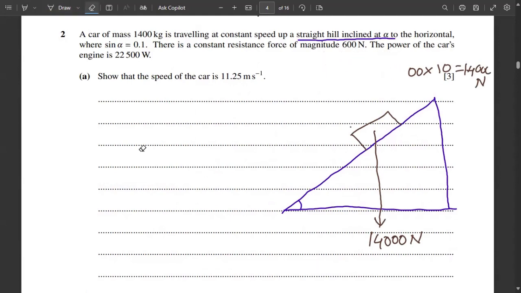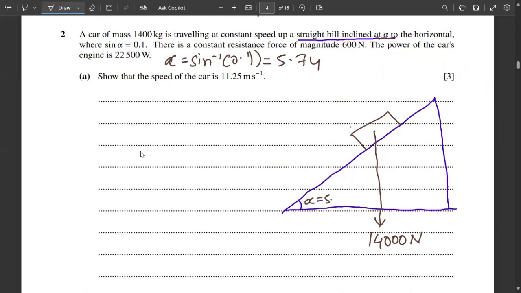So the mass is inclined at an angle to the horizontal where sine alpha is 0.1. So alpha will be sine inverse of 0.1. If I put sine inverse of 0.1 in the calculator, the answer I'm getting is 5.74. So what I can write here is 5.74 degree.